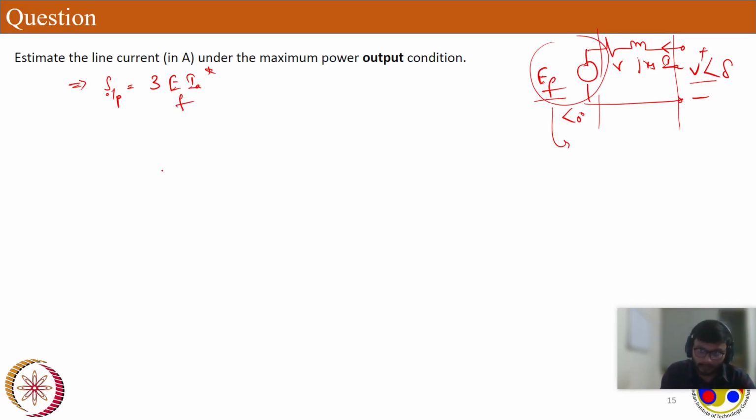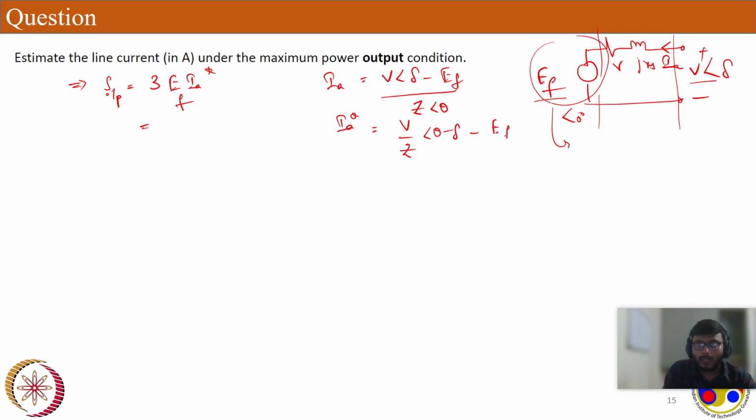Now this has to be maximum. If you do the same kind of analysis here as well, my IA would be V at an angle delta minus EF at an angle 0 divided by Z at an angle theta. Everything is the same. Now IA star would be V by Z at an angle of delta minus theta. Now I am just writing it directly: theta minus delta minus EF by Z into minus theta. It will be theta only.